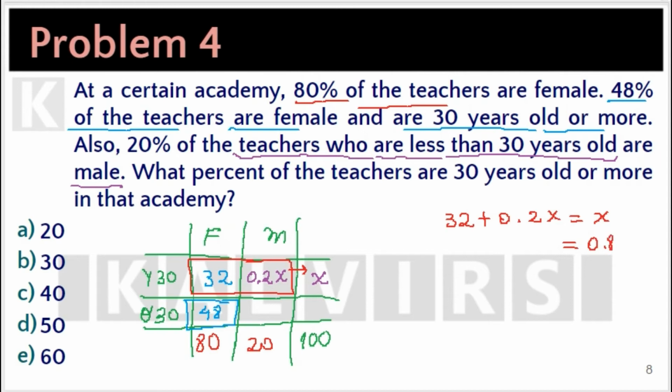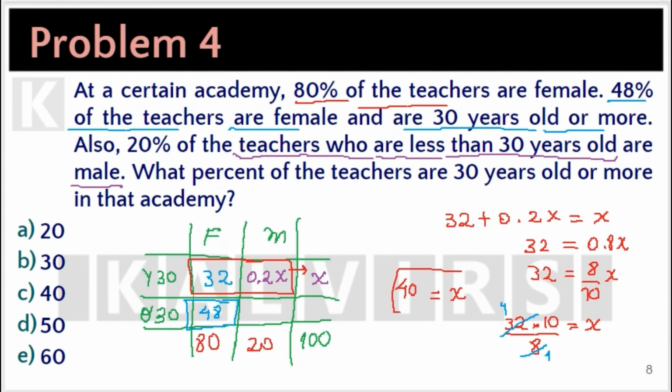Finally we get that 0.8 times x equals 32. 8 over 10 times x equals 32. x equals 32 times 10 over 8. We can cancel this one and this one. Over 8, 1 over 8, 4. x equals 40.